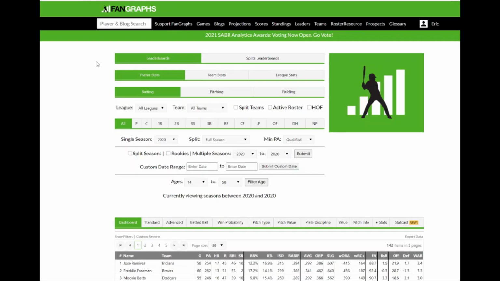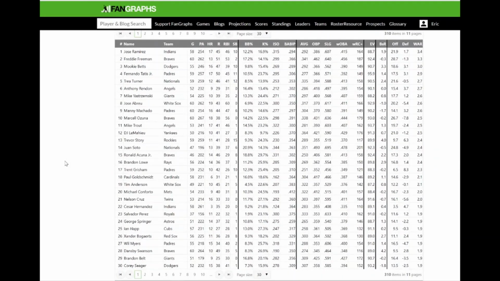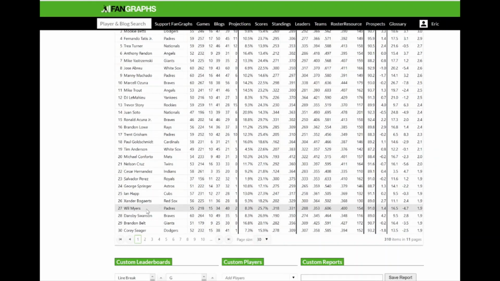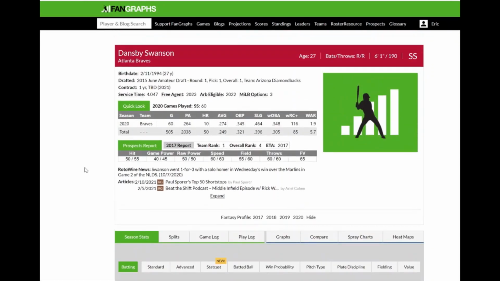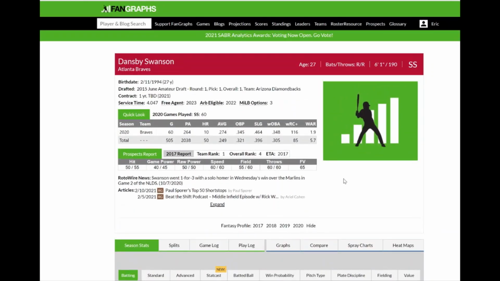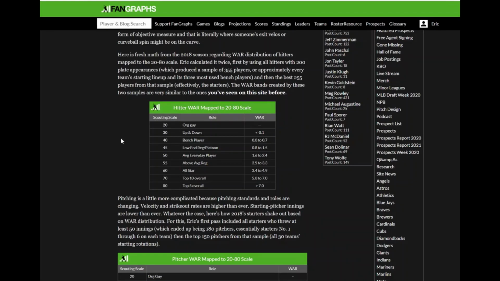Let's do one more. Let's reduce our plate appearance qualifications here. Who's a good one? All right, so here's one. Here's Dansby Swanson. Here's an example of how initially I wasn't great at this, right? I had a 65 future value on Swanson. So if we're looking, there's the book. Right, that's somewhere between where Rendon produced and an all-star.